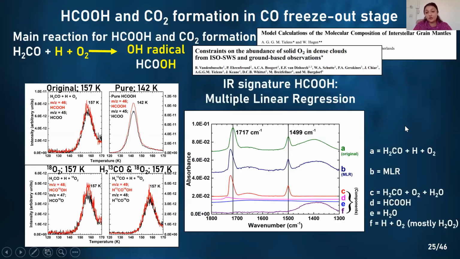And then for the infrared signature of formic acid, it's not as straightforward to detect because its strongest features overlap with that of formaldehyde. So what we did was perform a multiple linear regression or MLR analysis, which does not provide conclusive evidence, but rather provides complementary results to the TPD data. In an MLR analysis, the relationship between the dependent variable and independent variables is determined. In our case, the dependent variable is the formaldehyde plus H plus O2 spectrum, and the independent variables are the spectra of the components of that spectrum, which are formaldehyde, oxygen, water, formic acid, and hydrogen peroxide, where hydrogen peroxide is a product of H plus O2.